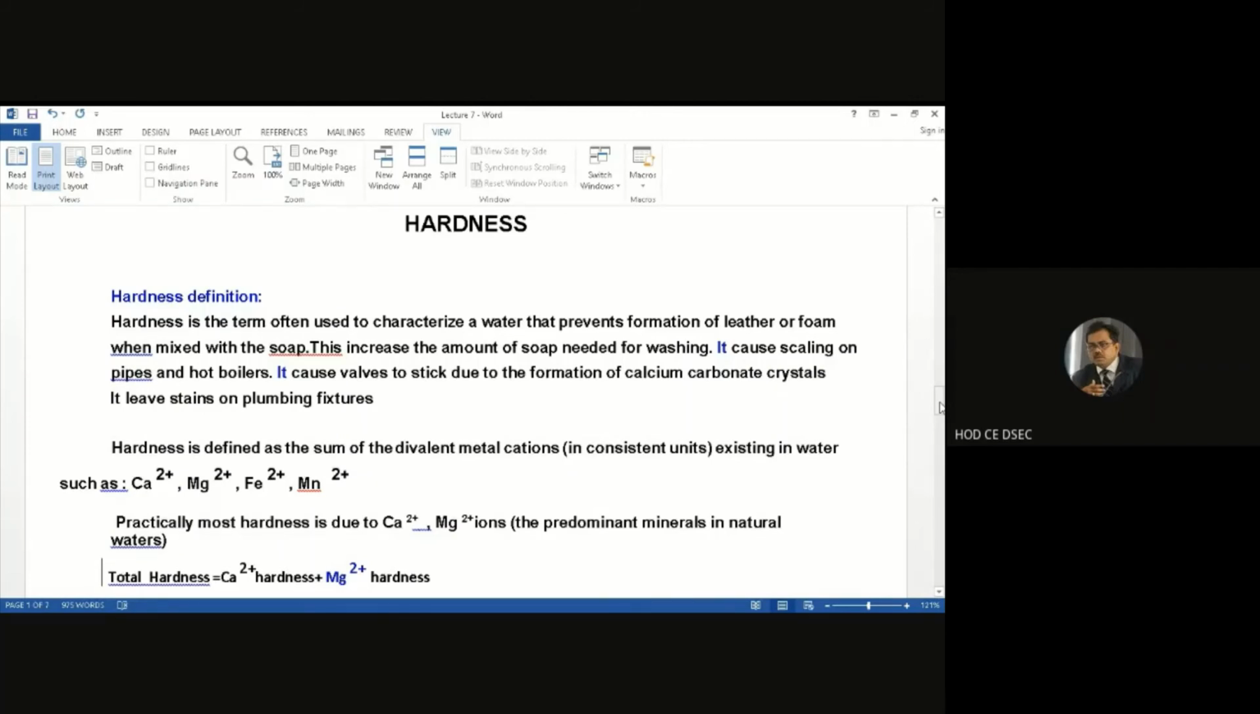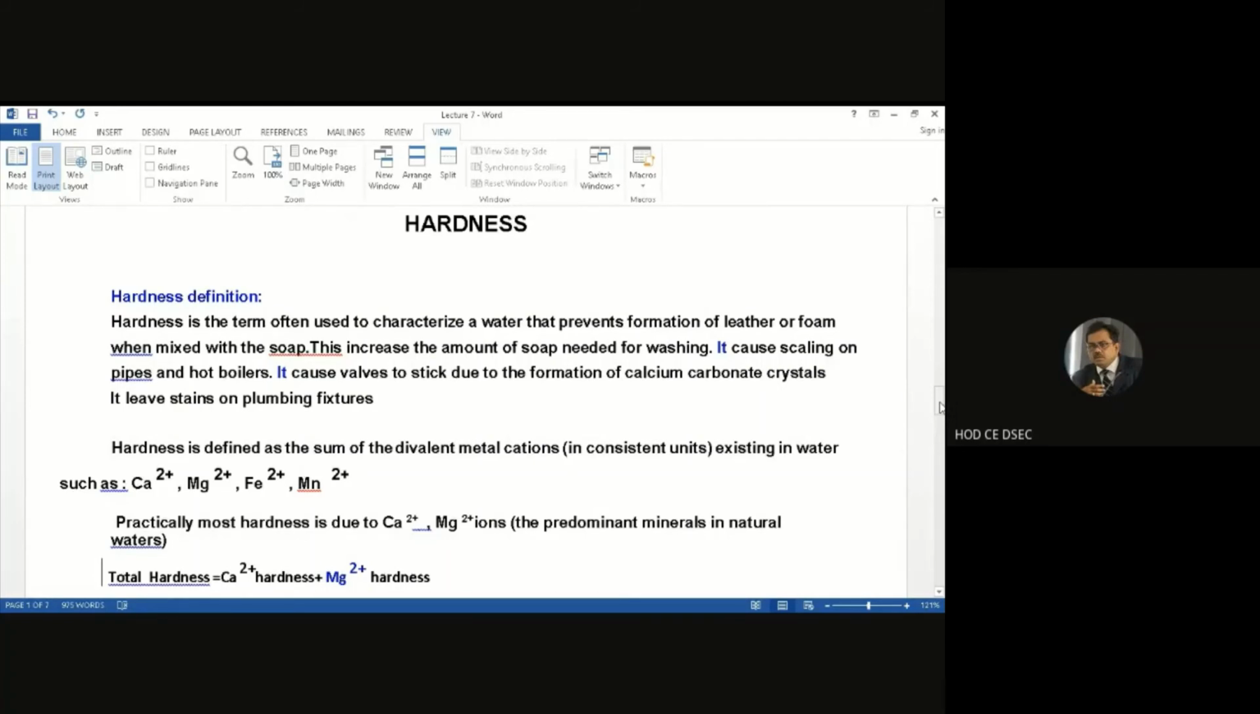But in a nutshell, I can show you the main divalent metal ions responsible for the hardness of water: calcium and magnesium, that means Ca2+ and Mg2+. These two are the divalent cations, that is, the positive ions, the calcium cations and magnesium cations. These two main divalent metal cations are mostly responsible for the hardness of water.